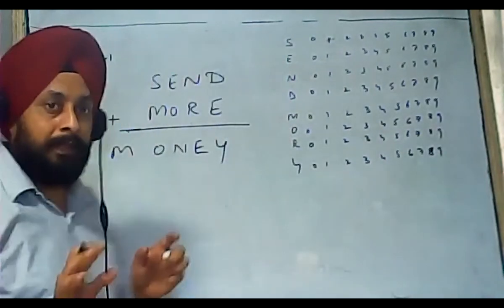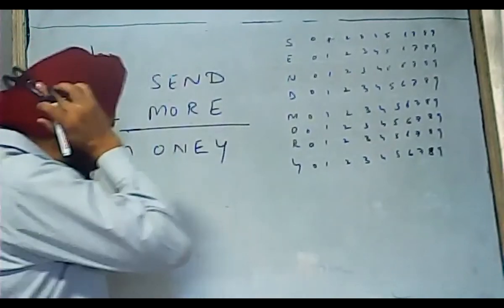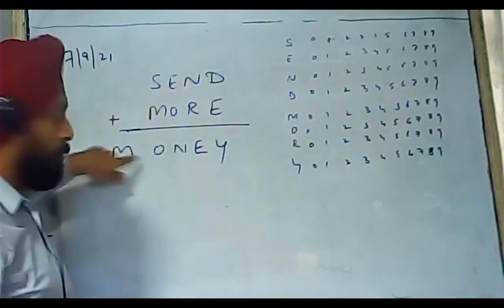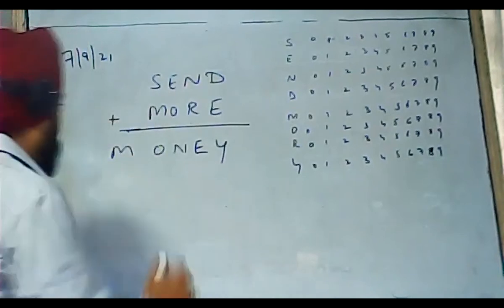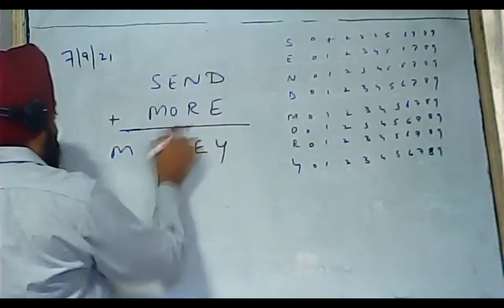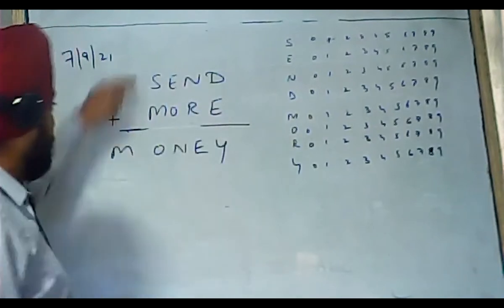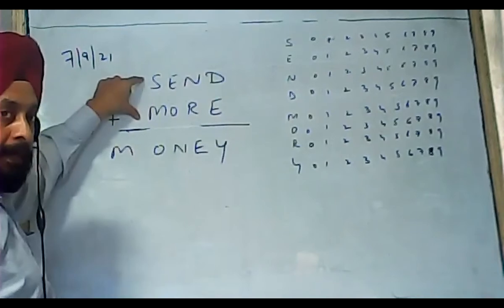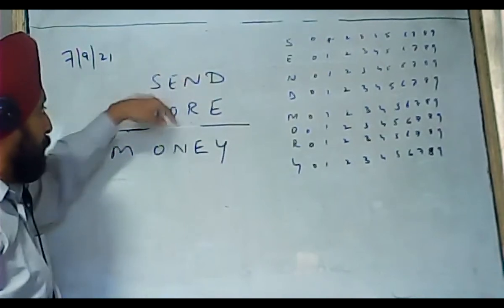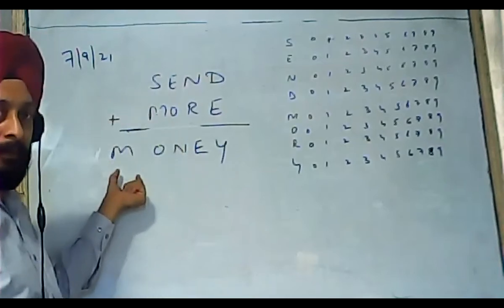So only this constraint is given. Now you start here. You can assign any digit to S, M, and O. The output contains 5 digits. So obviously, if you are adding a 4-digit number to a 4-digit number and the result is a 5-digit number, obviously a carry is there.